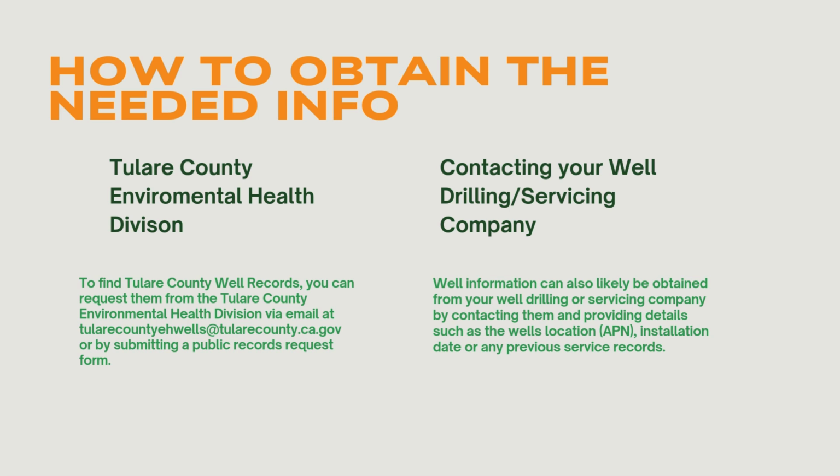One way of obtaining your well records is requesting them from the Tulare County Environmental Health Division. This can be done by emailing them or submitting a public records request form. In many cases, well details can also be obtained from companies that have drilled or serviced your well. If you contact them, be sure to provide key details such as the well's location, APN, installation date, or any previous service records that they may have on file. Gathering this information in advance will make the registration process much smoother and ensure that all required details are accurate and up to date. Next, we will go through the steps for registering your well.